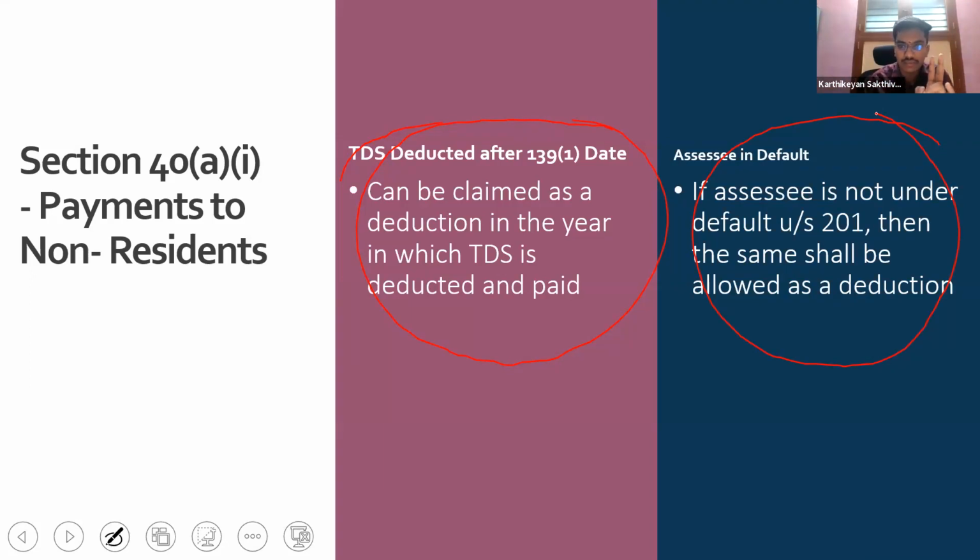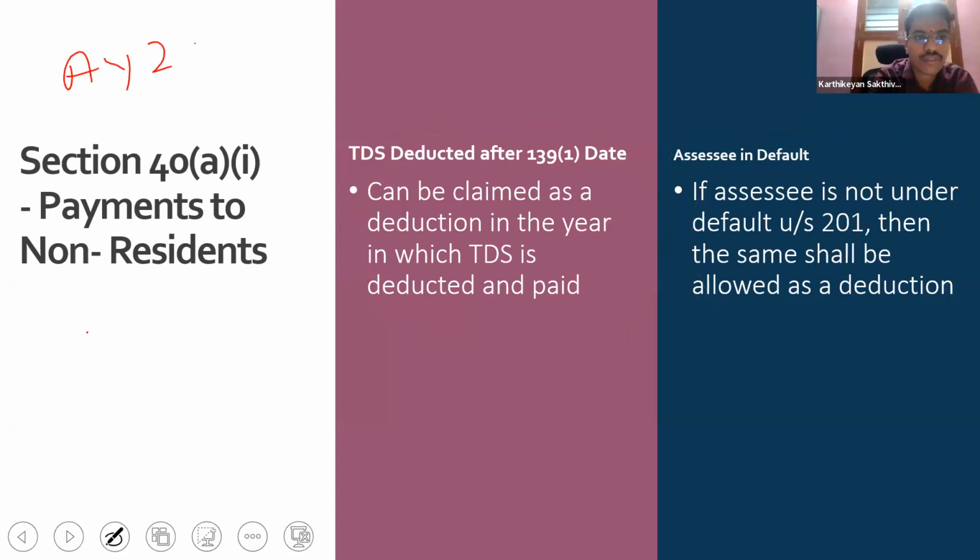So there are two cases. First, in case of assessee in default, if he is not an assessee in default, TDS is not required to be deducted. Second point, if TDS is deducted after the 139(1) due date, in such case the year in which TDS is deducted and paid, in that year he can claim the expenditure. So assume for example in assessment year 21-22 I have paid 10,000 without TDS. Okay? So in the current year, what happens is this will be disallowed.